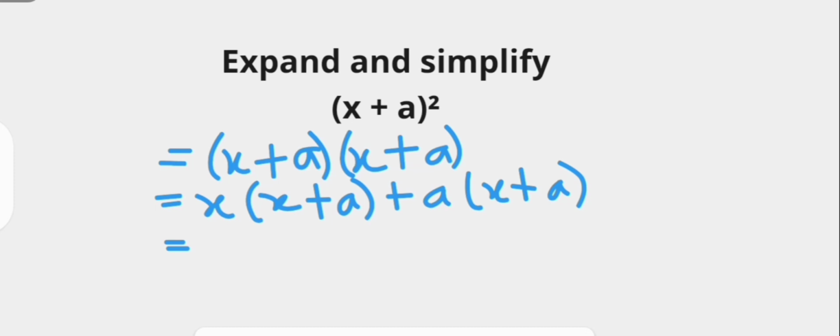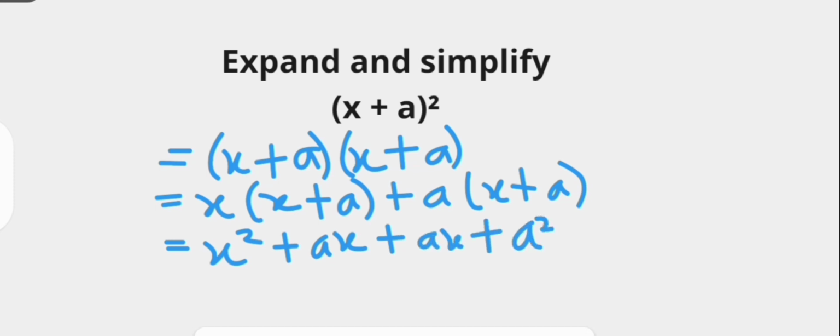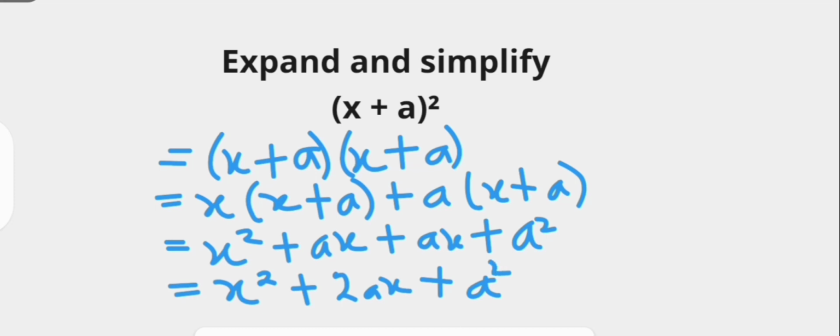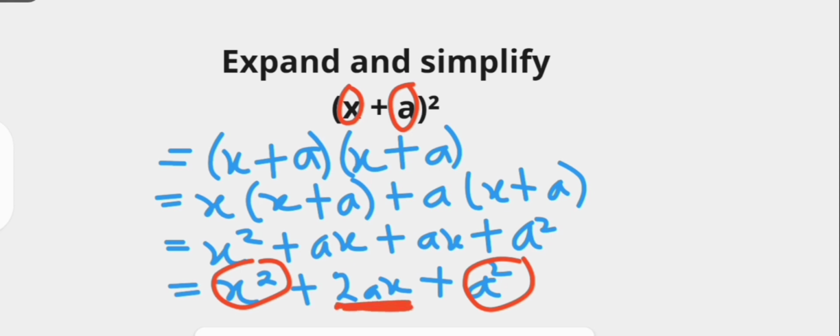Then opening the first, we've got x squared plus ax. And the second one is going to give us plus ax plus a squared. And this is x squared plus 2ax plus a squared. Now take a good look at the expansion. The first term in the expansion, x squared, is the square of the first term in the bracket. The last term of the expansion, a squared, is the square of the second term in the bracket. Then the middle term is twice the product of the two terms in the bracket, a and x.